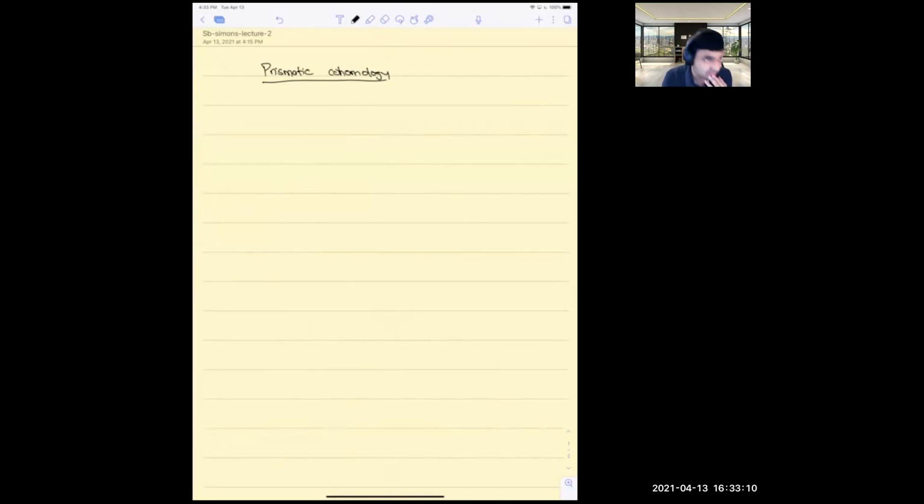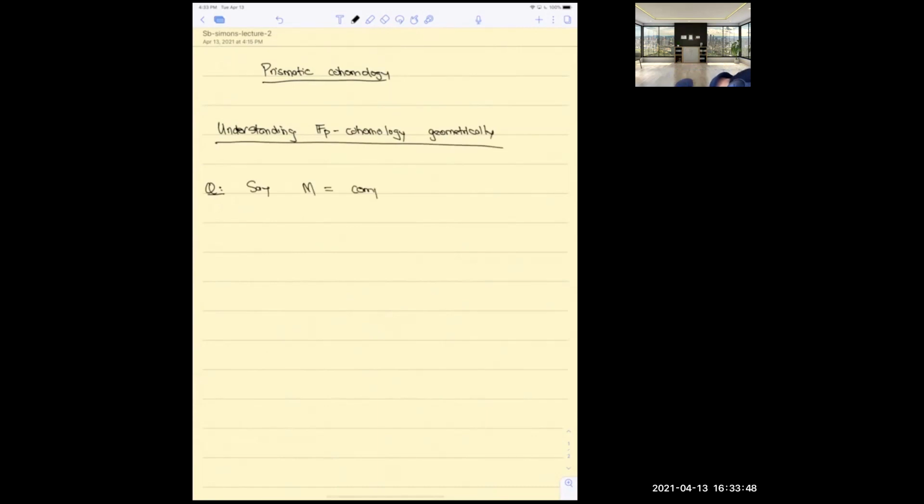Okay, so let me begin right away. The section is going to be called Understanding cohomology, or more precisely, mod P cohomology geometrically. So the motivating question that I would like to try and understand is the following. Let's say, I'll motivate it over the complex numbers. So say M is a complex manifold. Maybe even Kähler.